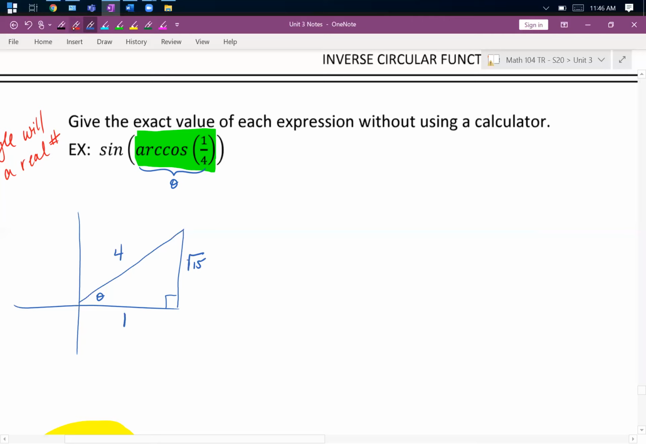And then we want the sine of this triangle. The sine of this triangle, square root of 15 over 4. And that's our answer. You will most definitely be seeing questions like that on the exam. Questions on anything I did there?